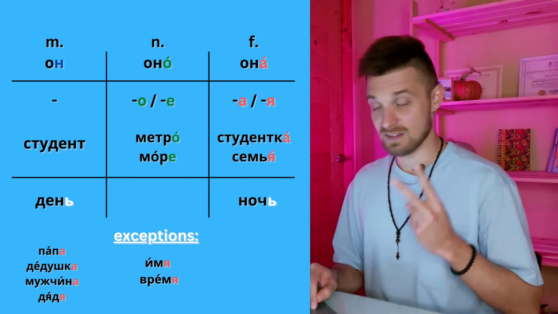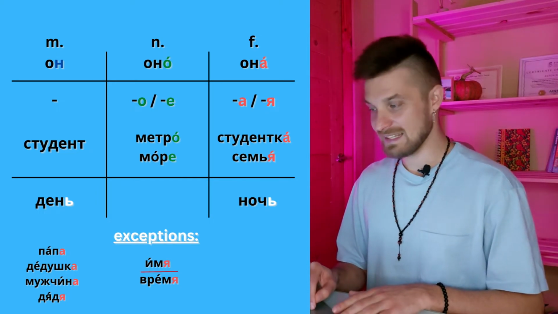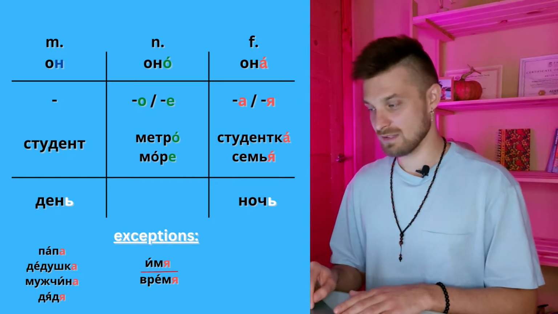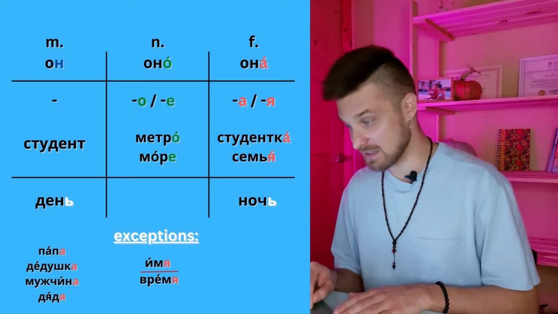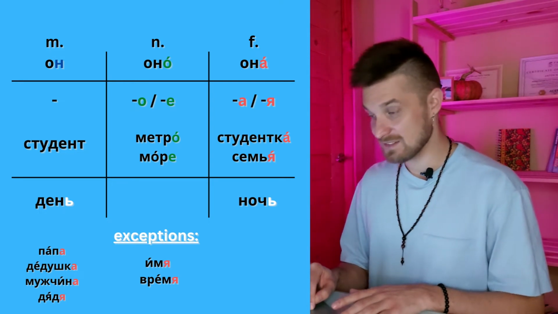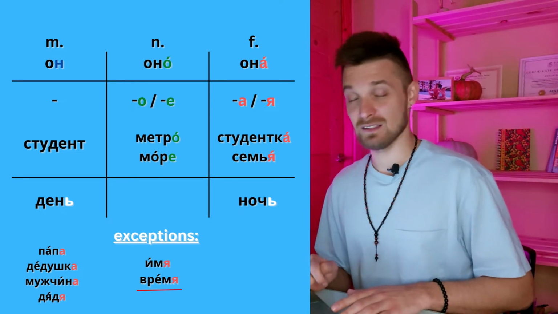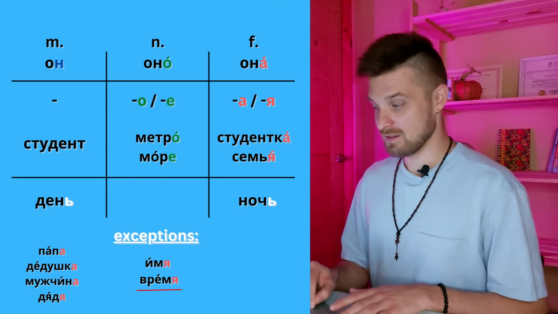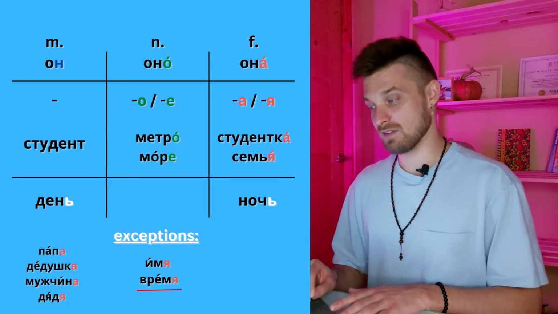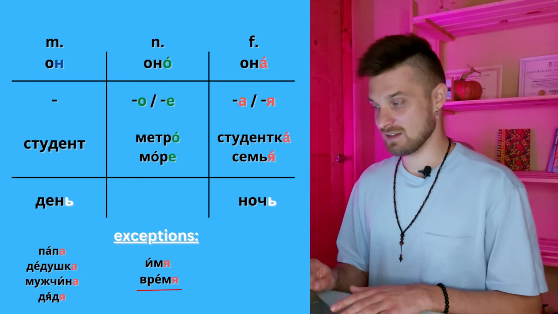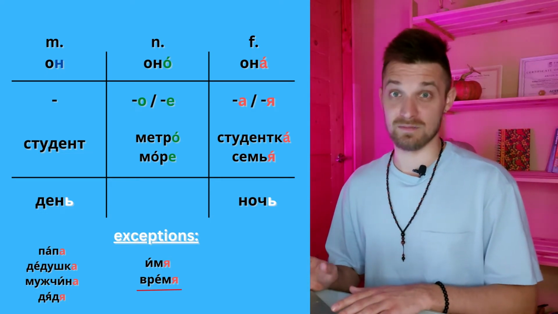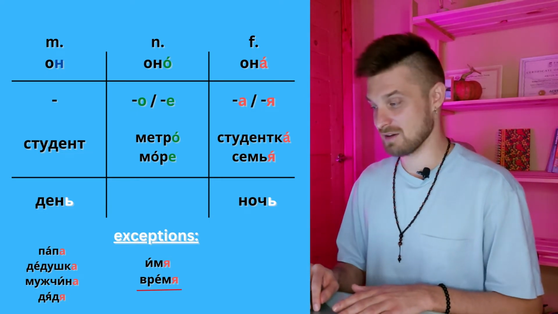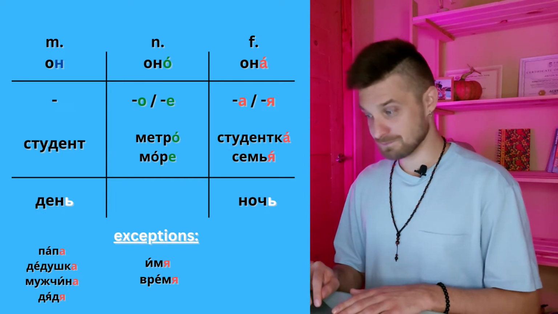Another 2 exceptions. Имя, which means name, ends with я, and время. Время means time. These 2 words end with feminine endings, but they are neuter. Just remember it. Okay.